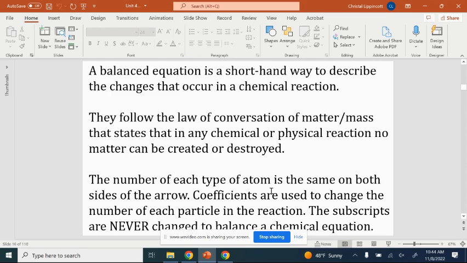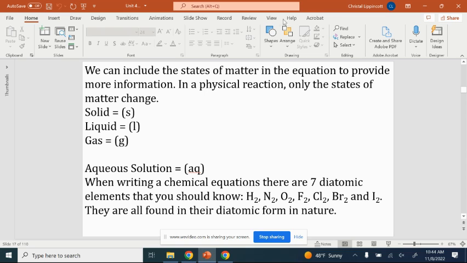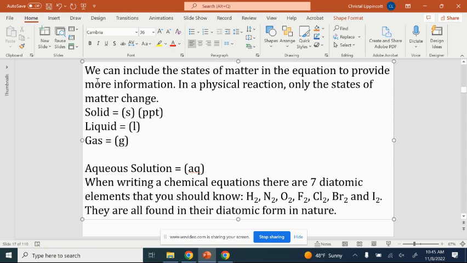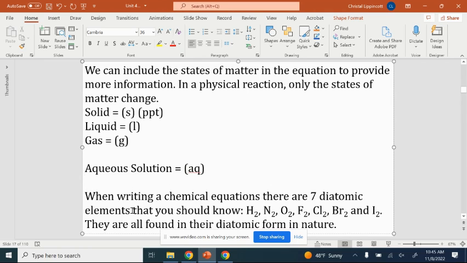Okay. The number of each type of atom is the same on both sides of the arrows. We use coefficients, and that describes the number of particles. When we do these, the subscripts never change. Okay. Just your coefficients. We include states of matter. This is solid. Sometimes if it is in the form of a precipitate, it might use this interchangeably. So sometimes you'll see PPT written there instead of solid. Liquid, gas. And then AQ means that it is dissolved in water.